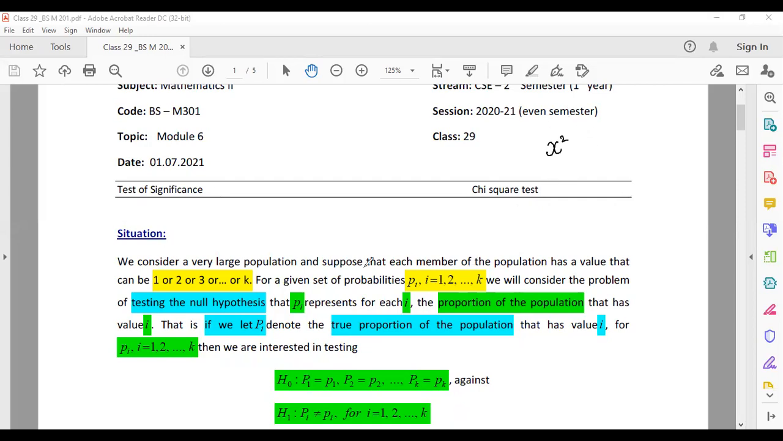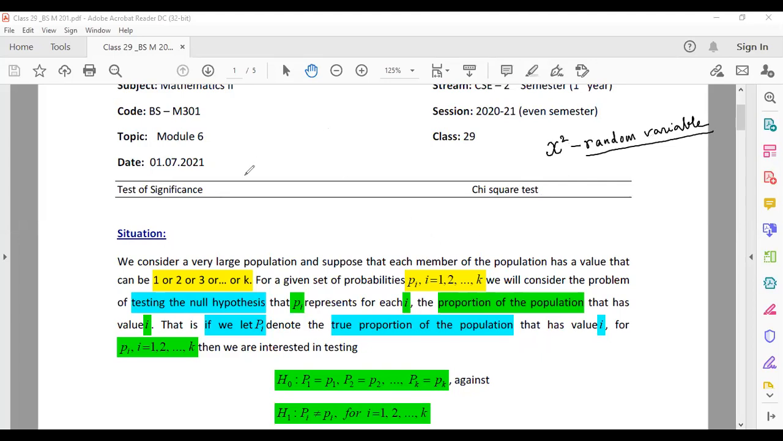Now, the definition of chi-square I'm not going to discuss right now. Chi-square is a kind of random variable. It has some sort of probability distribution. The form of the probability distribution will be explained later on. Today, I'm going to use this chi-square distribution in hypothesis testing, and I'm going to show in what situations this is used.